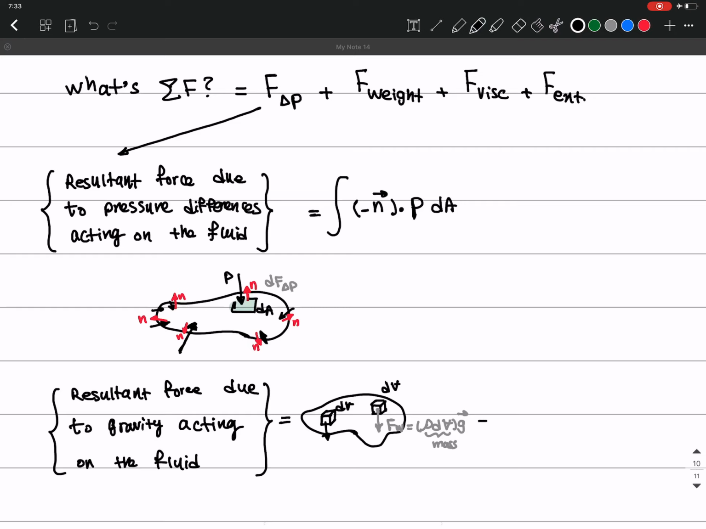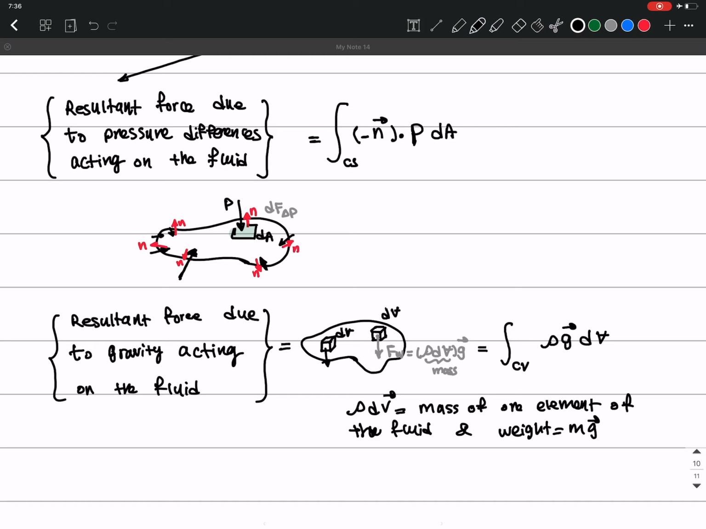And then you just need to sum it over the whole control volume. So this is over the control volume of rho g dV. So now you get the integral to get the sum over the whole control volume. And so rho dV is the mass of one element of the fluid and weight is just mg. So now we have found two resultant forces.